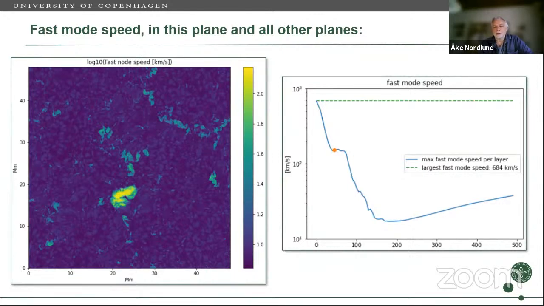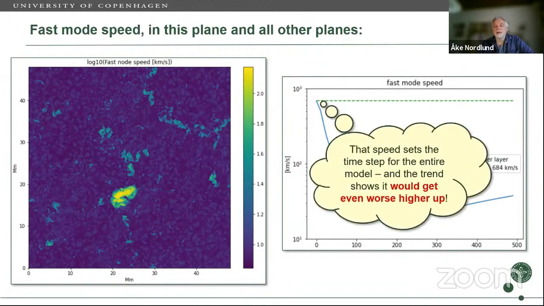And that's the big problem. It reaches 684 kilometers per second at the top layer, and you can see the trend. The trend shows that it would be even higher if you go higher up in the atmosphere, which you need to do if you want to model the chromosphere and the corona.